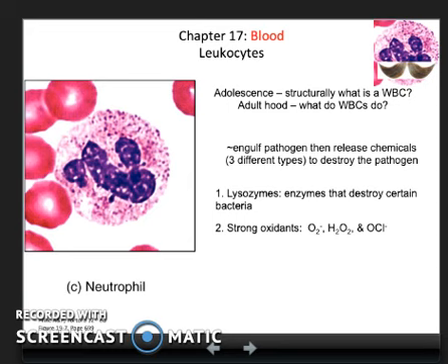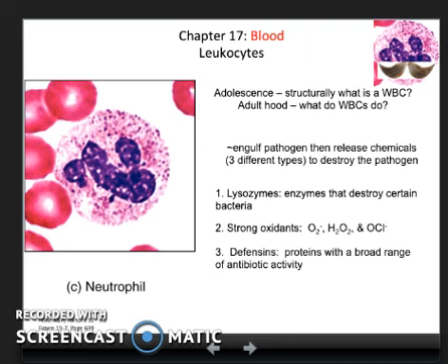Hydrogen peroxide, have you ever poured hydrogen peroxide on a cut? It's a really strong oxidant. Kills everything, including our own tissues. Hypochlorite anion, which is OCl minus. Essentially, these are free radicals, and they break cell walls, so they're very efficient at destroying bacteria.